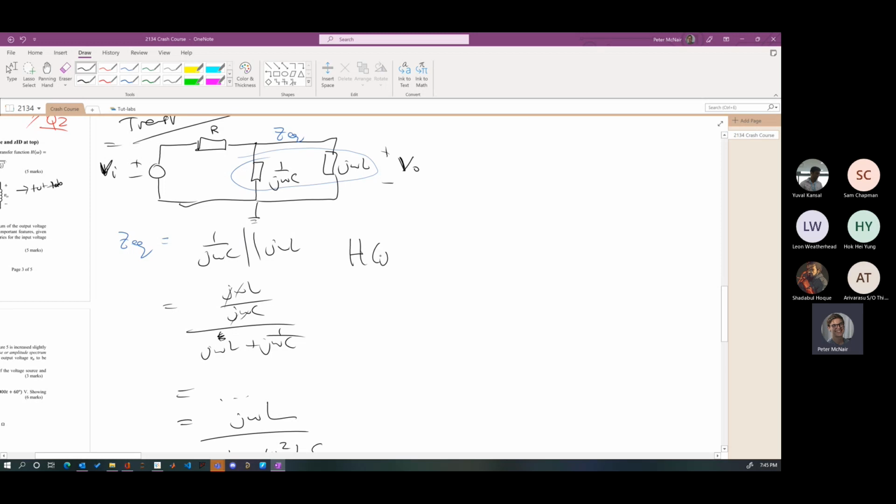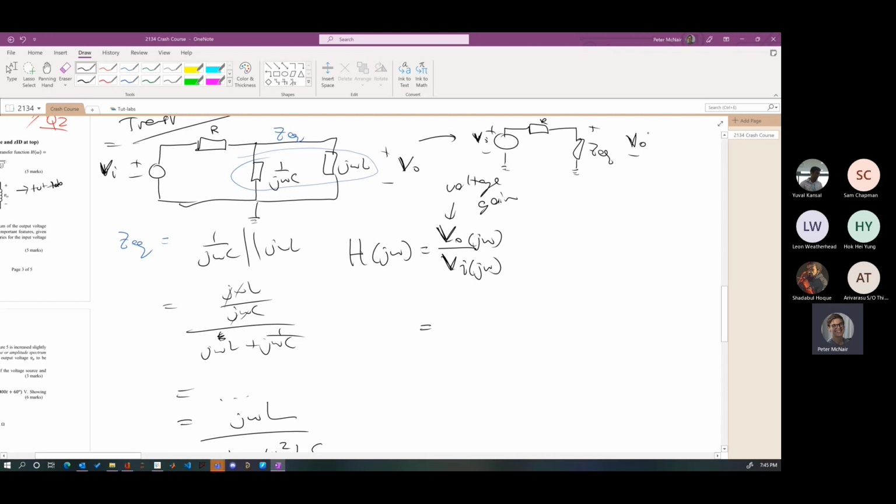So now let's find our transfer function H of J omega. It's just V naught divided by VI. So it's a voltage gain. And essentially, we can just do a voltage divider on this, right? This circuit becomes sort of plus or minus V, I, R, Z equivalent. This is the voltage here.